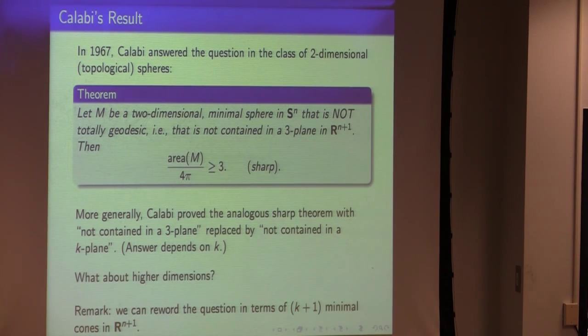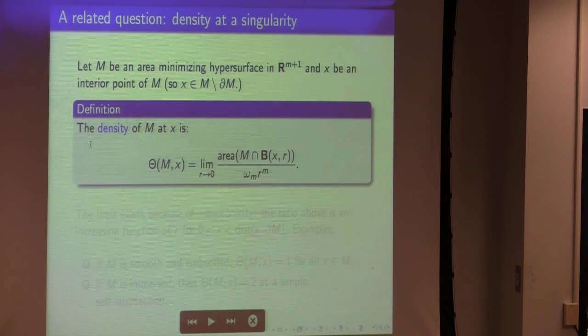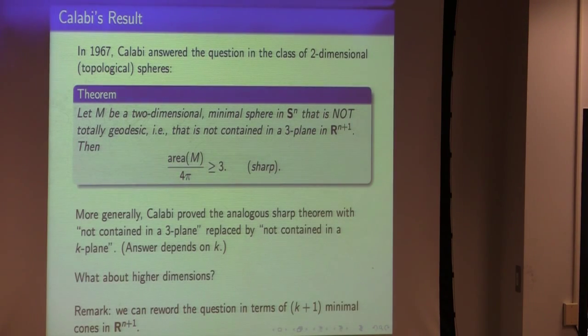So one remark is, you can reword the question in terms of k plus 1 dimensional minimal cones. If you have a minimal submanifold of the sphere, you form the cone over it, all the rays from the origin that pass through that surface, and you get a minimal cone of one higher dimension. Or conversely, if you have a minimal cone with vertex at the origin, if you intersect with the sphere, then you get a minimal submanifold of the sphere. So you can ask it about minimal cones or minimal submanifolds of the sphere.